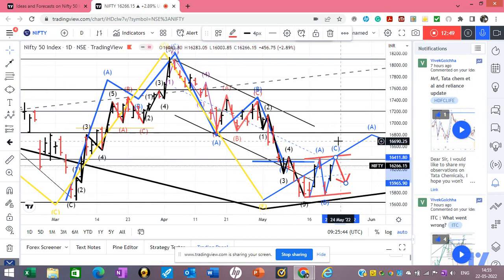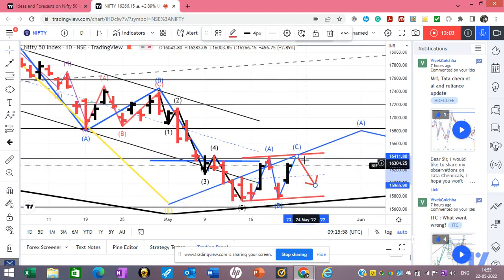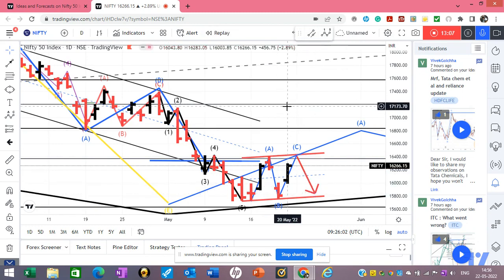Thank you. This is only for educational purpose and just a small discussion. Please don't take trades based on this analysis. I'm not very confident in Nifty, but this much should occur: A, B, and C, and then down. A five wave move down. Let's see what happens on Monday. All the best. Take care.